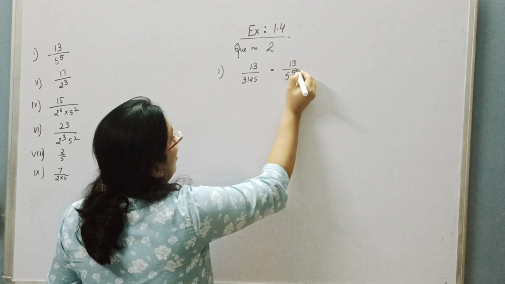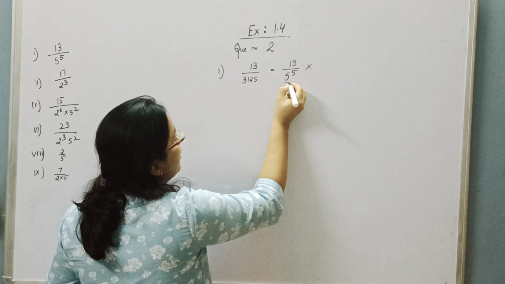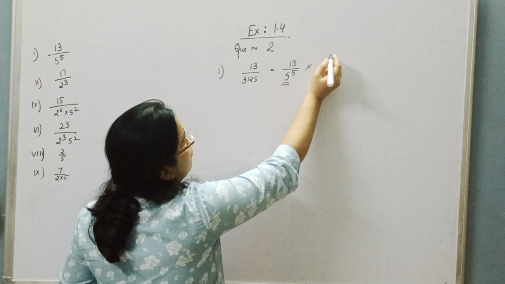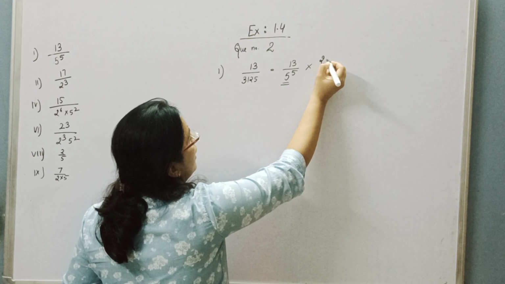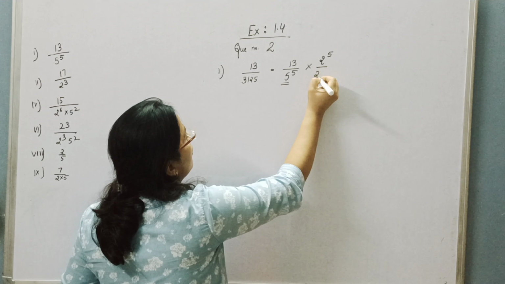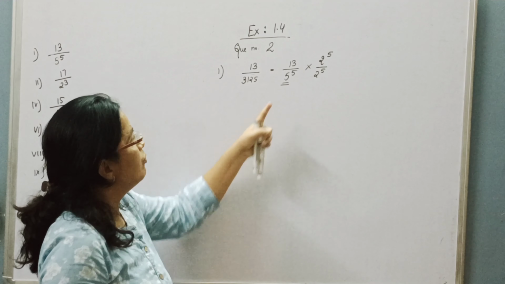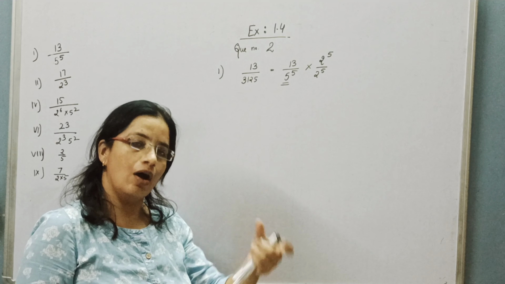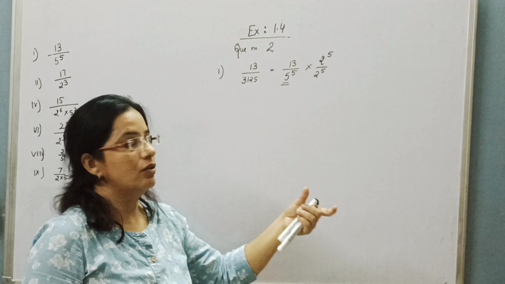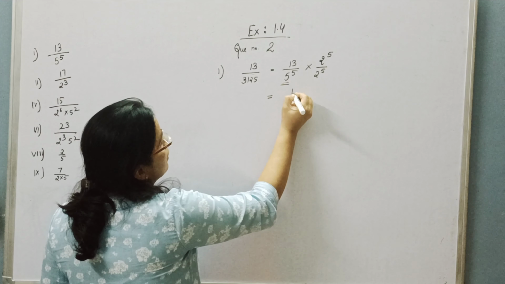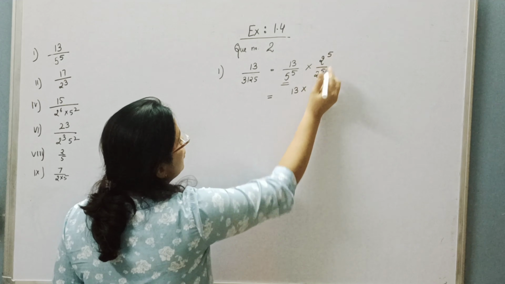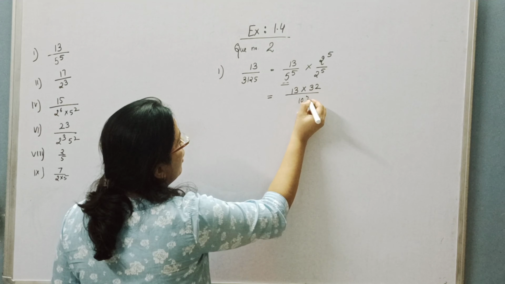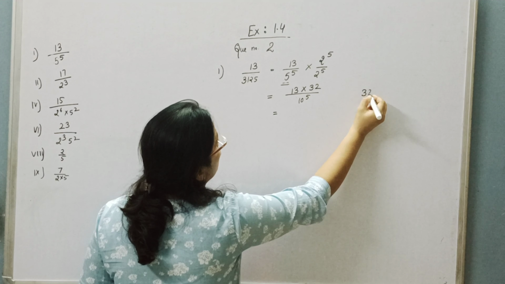So now how can we find? The concept is, here you have been given the power of 5, that is 5 raised to power 5. So we will multiply it by 2 raised to power 5. The thing is, we have to make the denominator in the form of 10, 100, 1000, means powers of ten. So we can make 13 into 2 raised to power 5, means 32, over 10 raised to power 5. So multiply 32 by 13.